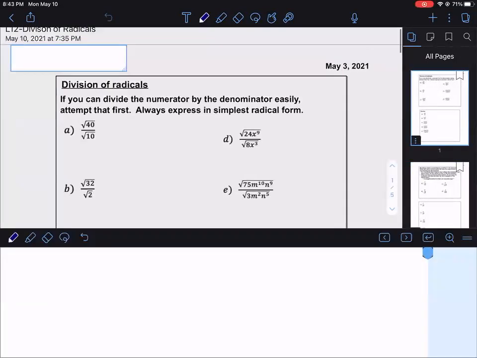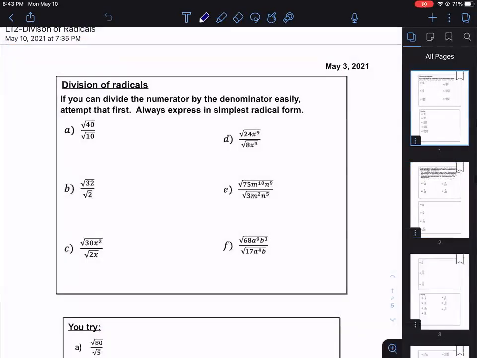What I'm going to do, as I always do with you guys, is start to show you, and then I'm going to give you some to try. So I'm going to actually model all 6 of these questions for you. I will talk them through slowly, and then you will have 5 examples where you will have an opportunity to do this without me. So the first rule is, if we can divide the numerator by the denominator easily, we're going to attempt that first.